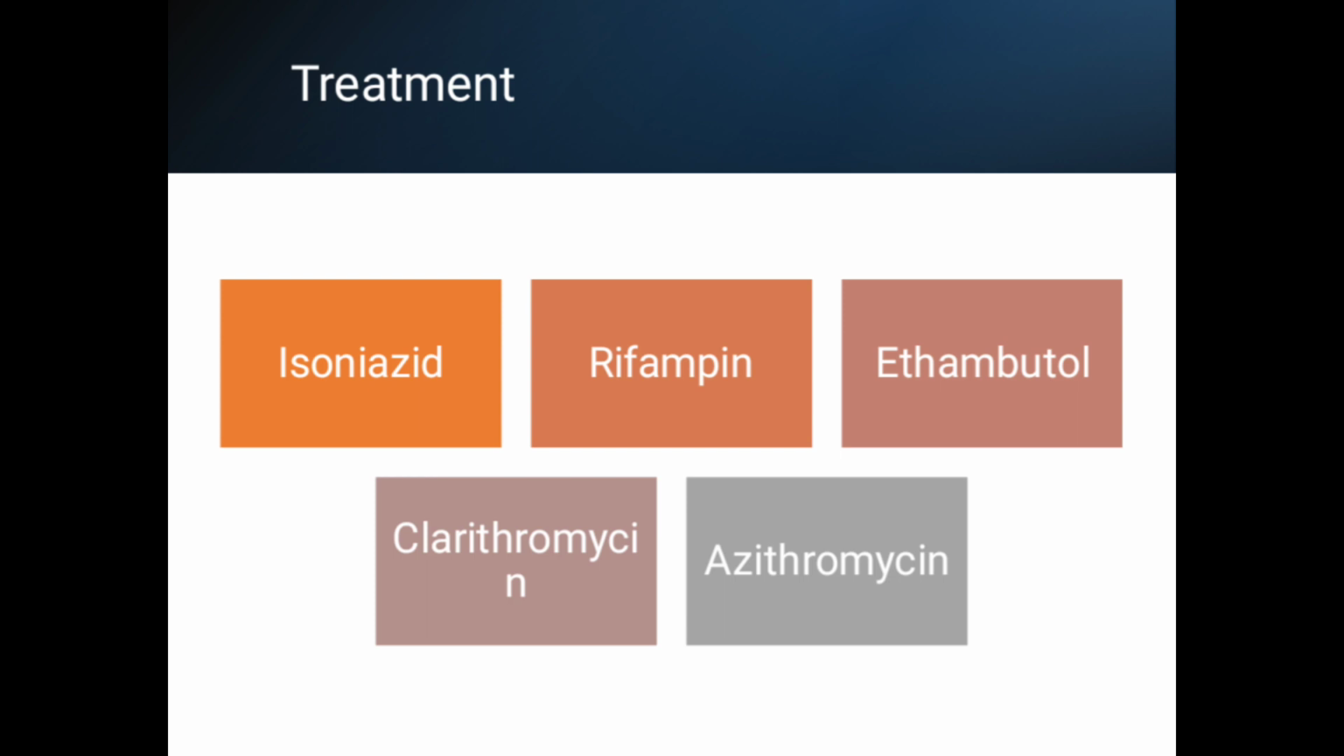And the next one is rifampin, another important antibiotic often used in combination with isoniazid. And third one is ethambutol, frequently included in the initial phase of treatment. And the last one is clarithromycin or azithromycin. These macrolide antibiotics are sometimes used particularly when there is resistance or intolerance to other drugs.